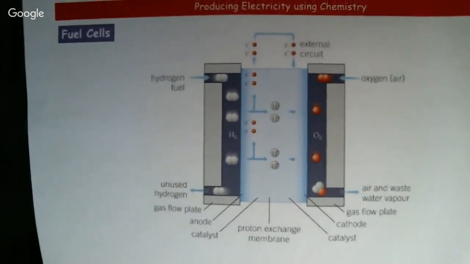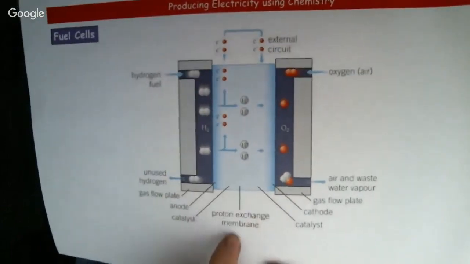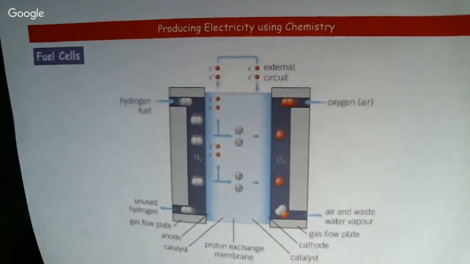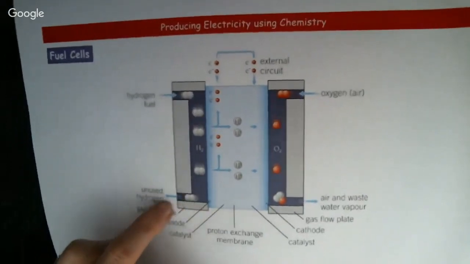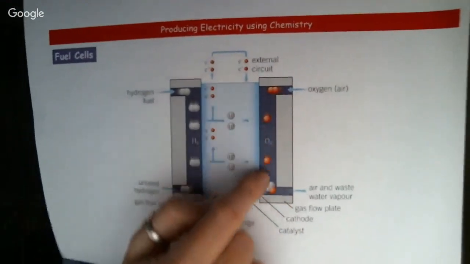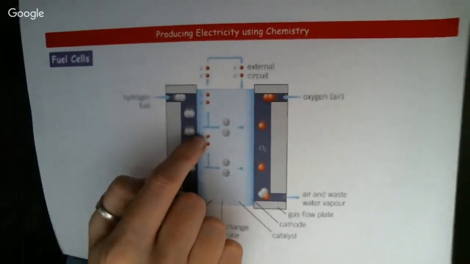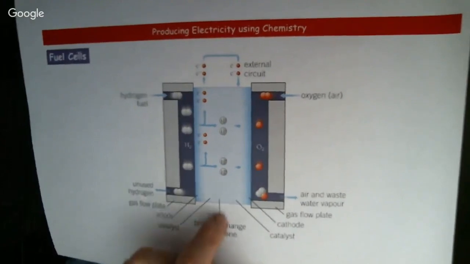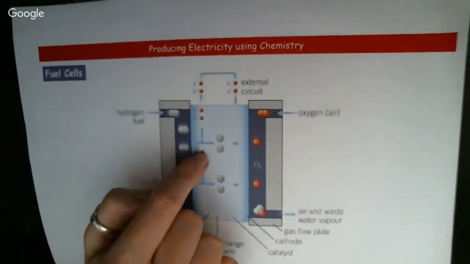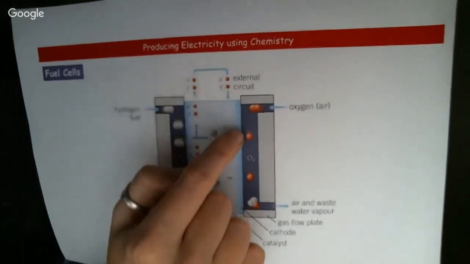So we've got the two sides there, which are separated by this central section, the proton exchange membrane. The hydrogen fuel comes in on this side, and then we've got oxygen coming in on the opposite side, and we can see in the middle, hydrogen ions are going from here across there through the proton exchange membrane. The electrons go up through an external circuit and then are fed back in on the other side. Very brief overview.